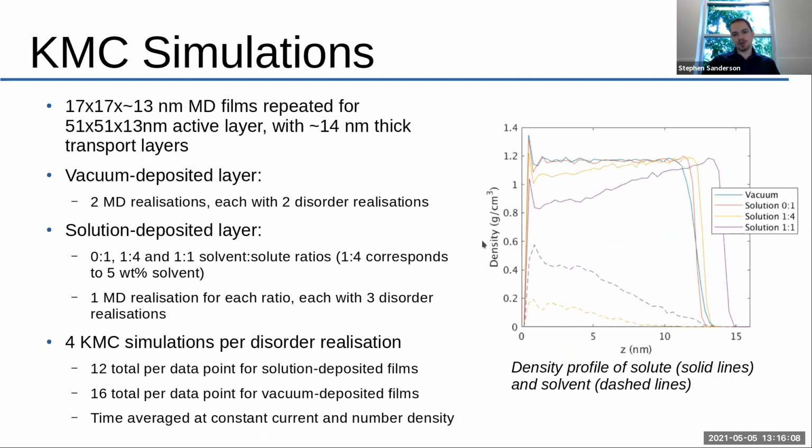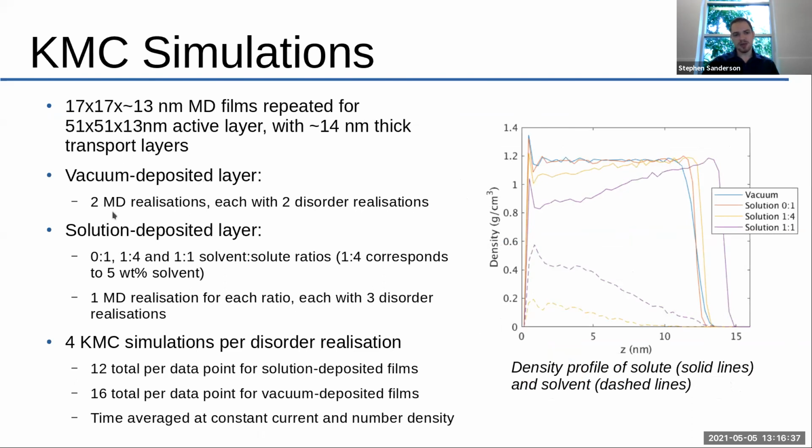So in the actual simulations, we end up with a 17 by 17 by about 13 nanometer MD film for the active layer. If we repeat that periodically, we get a 50 by 50 nanometer active layer. The reason we go to this size is so that we don't have any finite size effects from electrostatic interactions. And then we add about a 14 nanometer thick transport layer on either side.